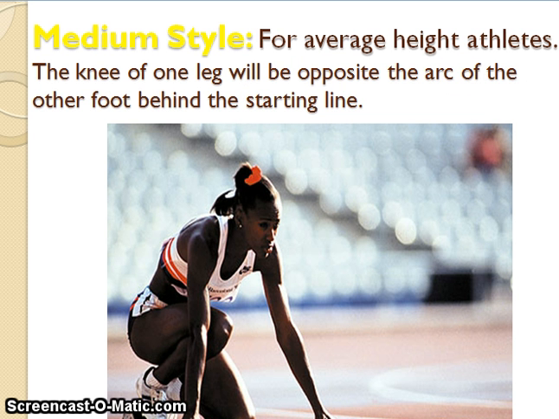Medium style for average height athletes. The knee of one leg will be opposite the arc of the other foot behind the starting line, as shown by this athlete on this picture.